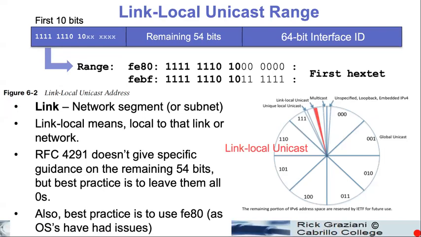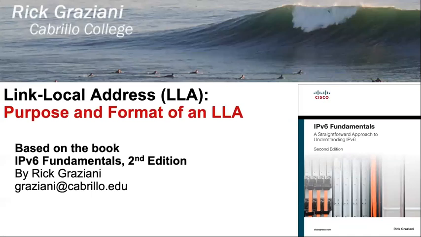The rest of this, there'll be another 54 bits in the first 64 bits. So we have 64 bits here. These 54 bits, best practice is just leave them alone. Let them be all zeros. We're going to talk about this 64-bit interface ID. That's what makes the link local address unique. So we'll talk more about link local addressing in the next video.